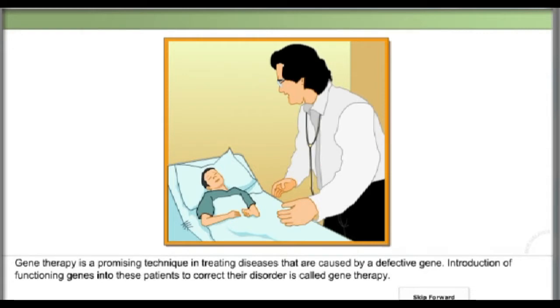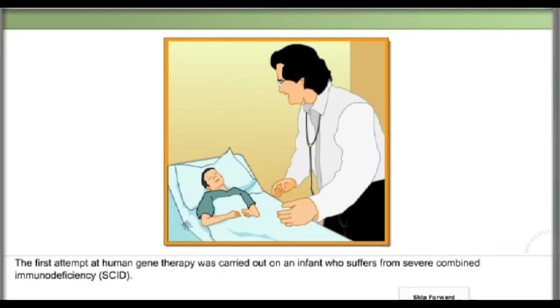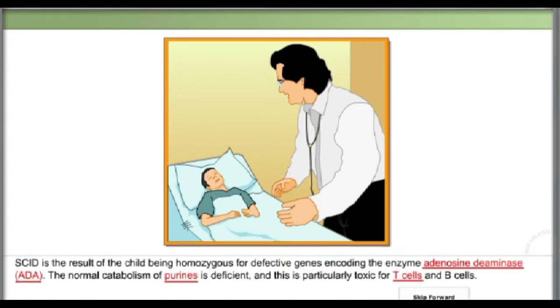The first attempt at human gene therapy was carried out on an infant who suffered from the SCID disease, which is called severe combined immunodeficiency. SCID is the result of the child being homozygous for a defective gene encoding the enzyme adenosine deaminase, ADA. The normal catabolism of purine is deficient, and this is particularly toxic for T cells and B cells.